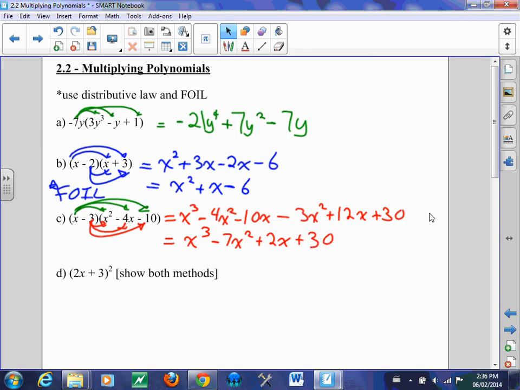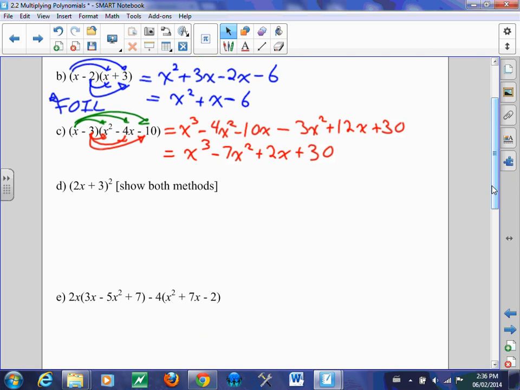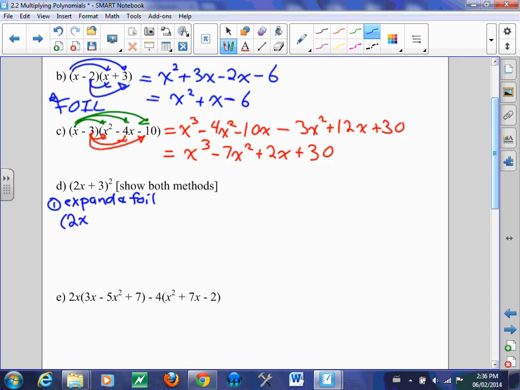All right. Now we're going to get onto this one where I'm going to show both methods. You may have seen this shortcut method in grade 10. I would suggest that you adopt method 2. But method 1 is expand and FOIL. Okay, so what you would do with this one is you would write it out twice. So 2x plus 3 times 2x plus 3. And then use FOIL. So it's going to be 4x squared plus 6x plus 6x plus 9, and that equals 4x squared plus 12x plus 9, just collecting the two like terms in the middle.